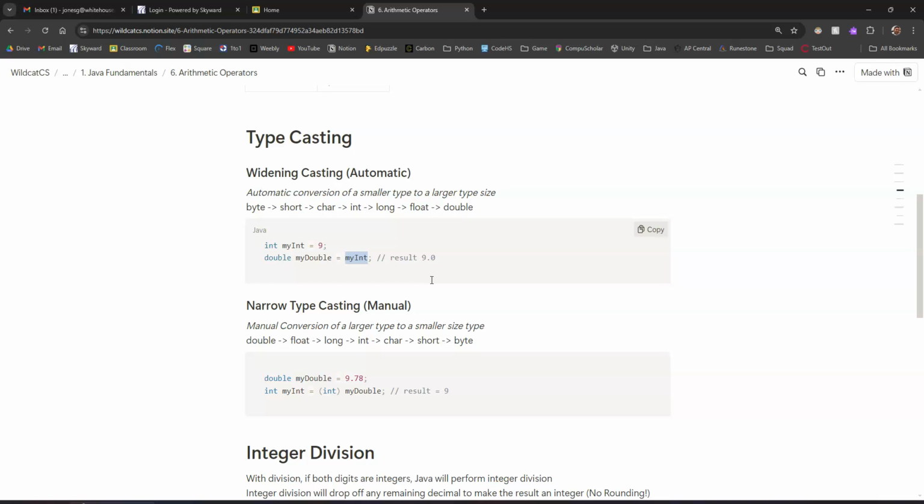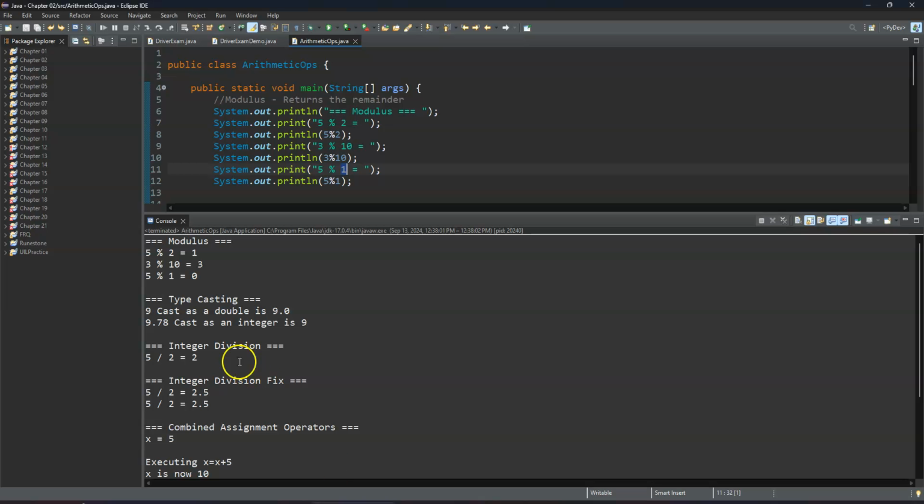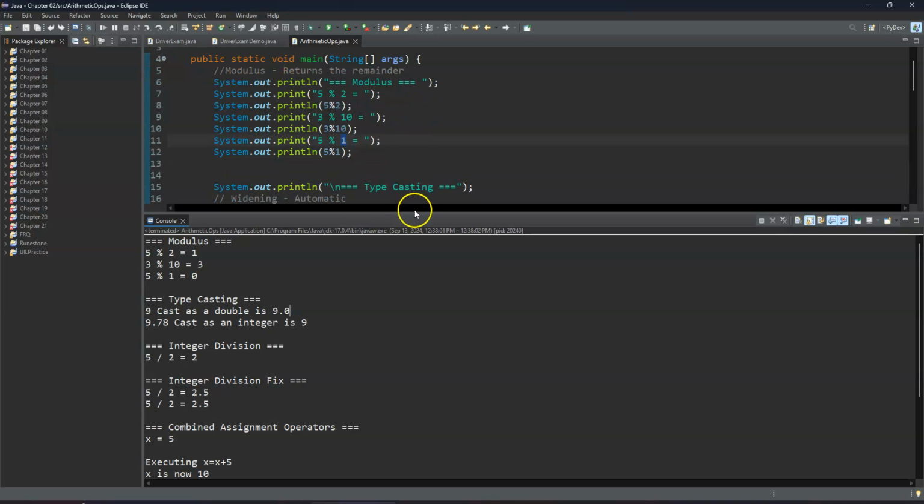Think back to when we were talking about data types and their sizes. Doubles were way bigger than integers. They could hold way more data. So we can store something small inside something big. And so what happens is it simply changes that 9 to a 9.0. So if we look here, if 9 casts as a double, casting is the process of changing its data type. Java does this for us. So let's look at that code here.